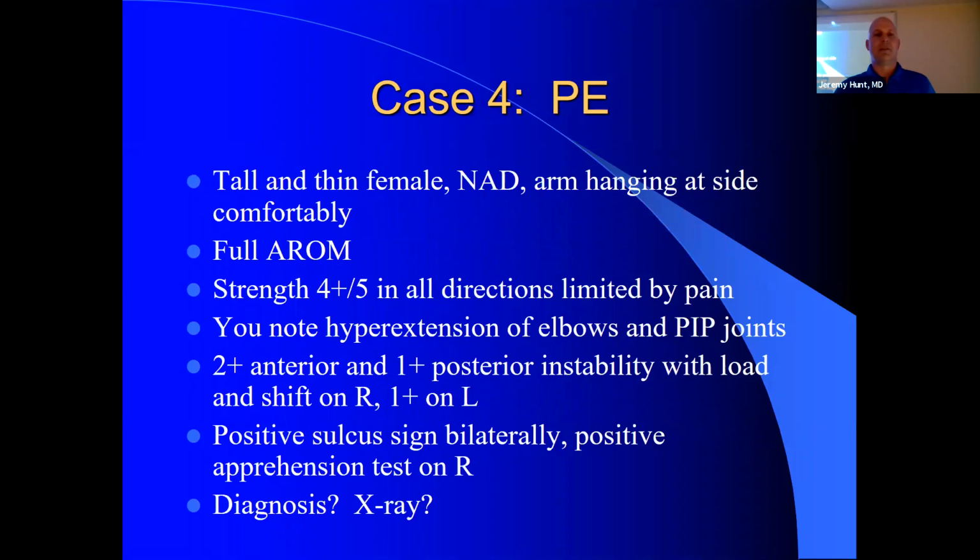On exam, she's tall and thin, seems fine. Arms hanging on her side comfortably. You have her move her arm, and she can move it through a full range of motion. Her strength's good. She hyperextends at the elbows and some of her finger joints as well. When you try and shift her shoulder around, she's got kind of 2+ anterior laxity, 1+ posterior on the right side, and then just 1+ on the left. And then it's positive sulcus sign bilaterally with a positive apprehension test on the right.